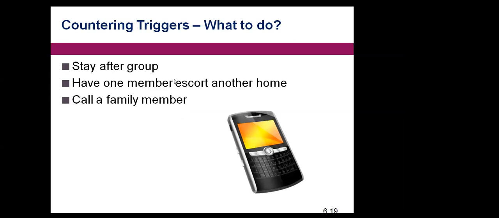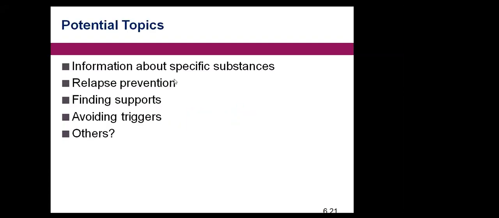Countering triggers, what you do: stay after the group, have one member escort another home, or call a family member. Yes, if you think they are already craving and they might go out looking for it, what do you do? These are the things you can do. You stay after the group, or have one member escort another home. That will help them to go home safely instead of diverting to look for substance, or call a family member to help them out. Thank you.